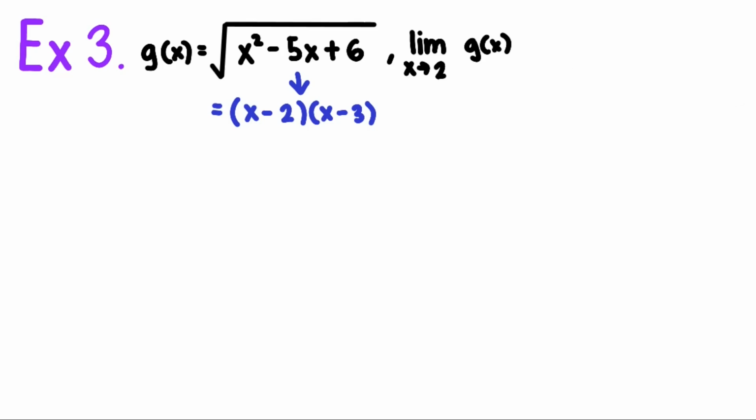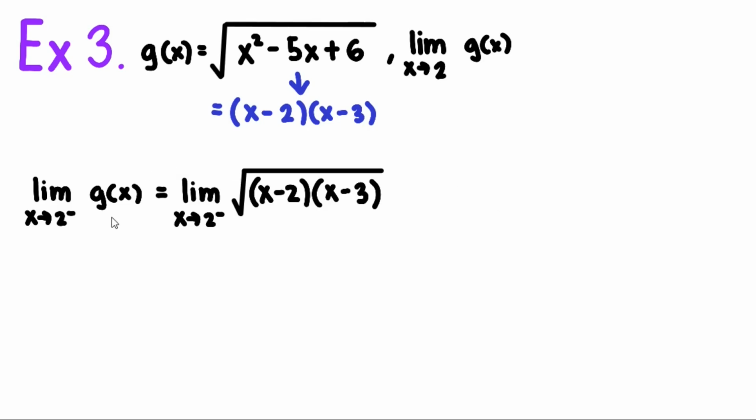So let's start with the limit of g of x as x approaches 2 from the left. We just replaced g of x out here with the given radical function, and let's now try to inspect what happens when we plug in this value into this radical function. Upon plugging it in, we'll have this, and let's try to inspect this one.